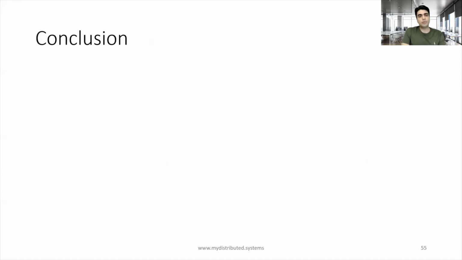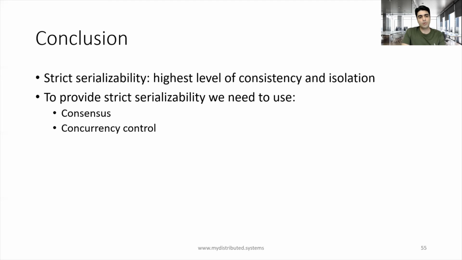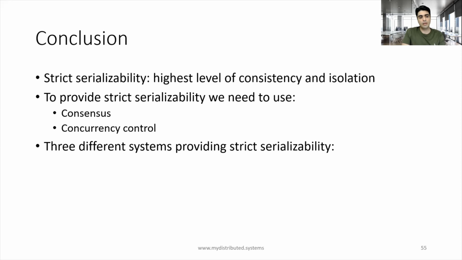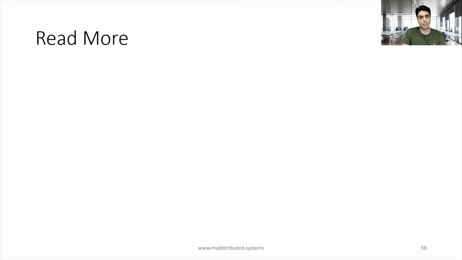Okay, so now let's go to the conclusion. We said strict serializability is the highest level of consistency and isolation. So to provide strict serializability for a replicated data store, we need to use some form of consensus and some form of concurrency control. We reviewed 3 different systems providing strict serializability. Spanner uses 2PC and 2PL over Paxos leaders. Calvin uses determinism, and FoundationDB uses optimistic concurrency control.